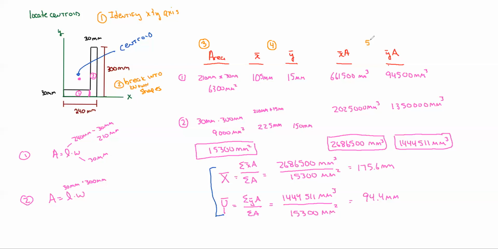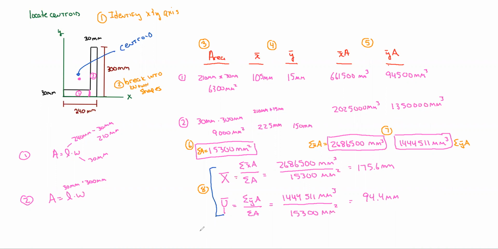Step 5 is a multiplication step. Step 6, calculate the summation of the area. In other words, add all the areas together. Step 7, calculate the summation of x bar A and y bar A. I'm going to write the 7 over in the middle. And then step 8 is calculate capital X bar and capital Y bar, which is the location of the centroid of the composite figure.